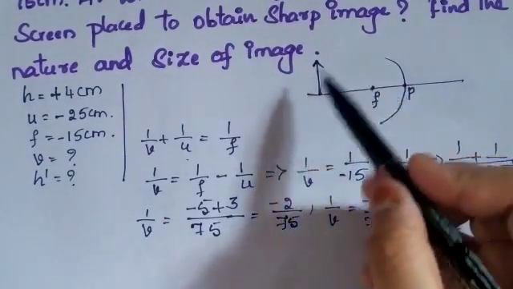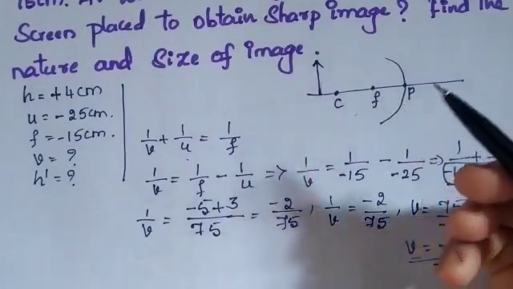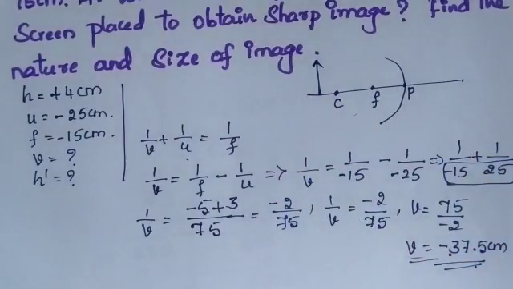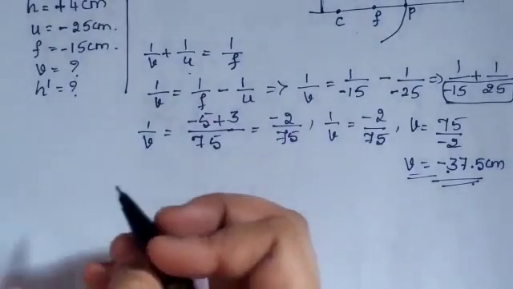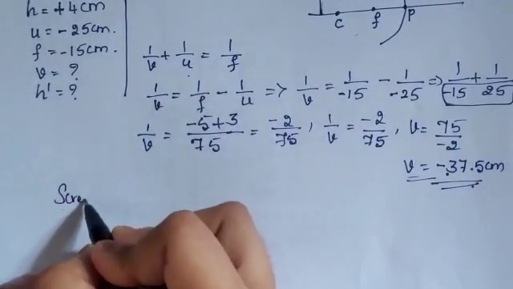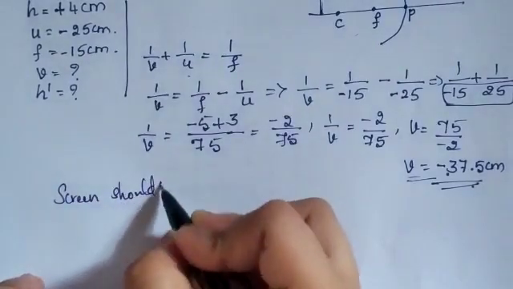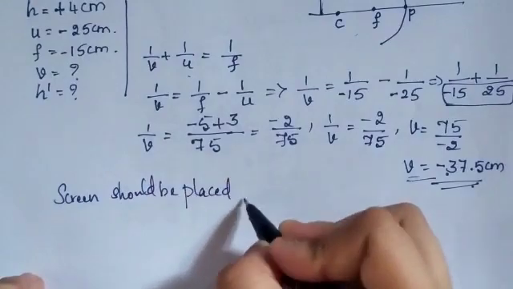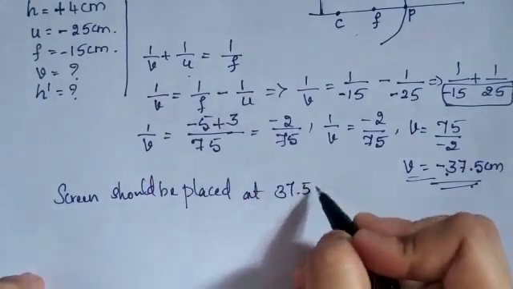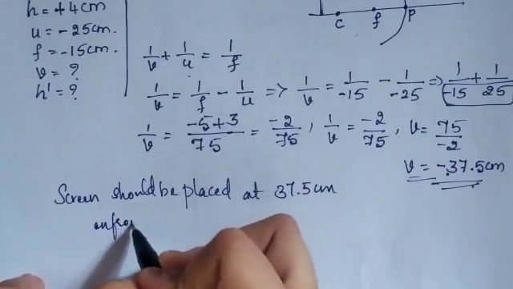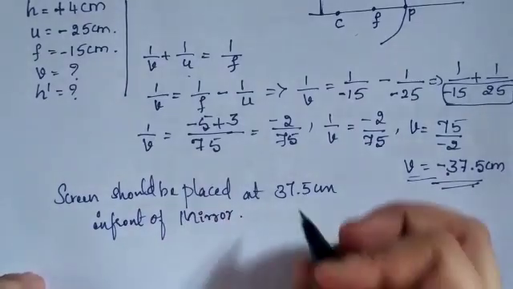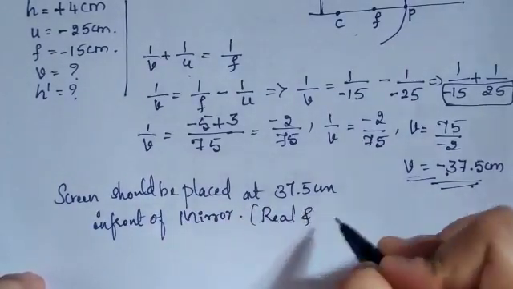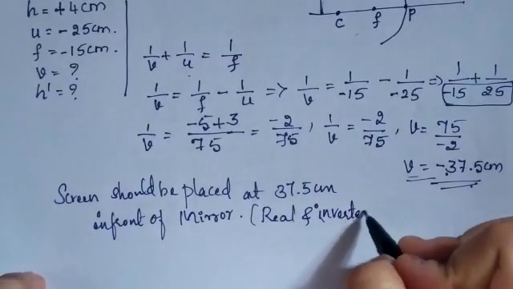If the image is forming in front of the mirror, then that type of image is real as well as inverted. So where should the screen be placed? At what distance from the mirror should a screen be placed? For that question, what is the answer? The screen should be placed at 37.5 centimeter in front of the mirror, so that the image which is formed is a real and inverted image.